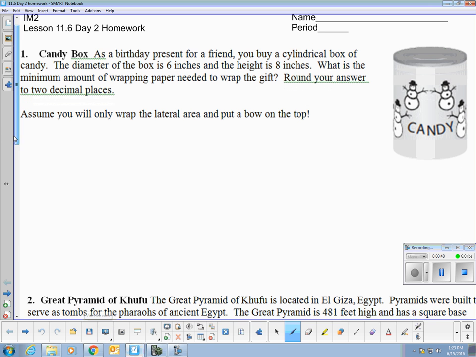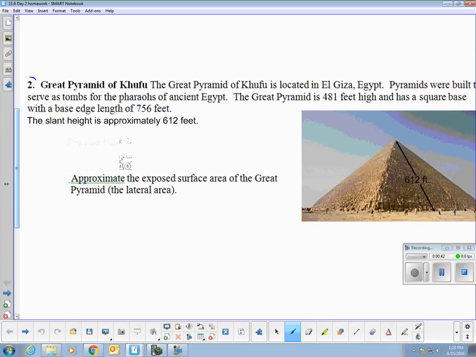Alrighty, number 2. Well, this is a very familiar figure that we've been looking at, a square pyramid. And here's how we know that it's called a square pyramid, because it has a square base. And each of the lengths of the base are 756. So this side, this base, is 756, and then when you go around the corner here, this base also has a length of 756. This base is square.